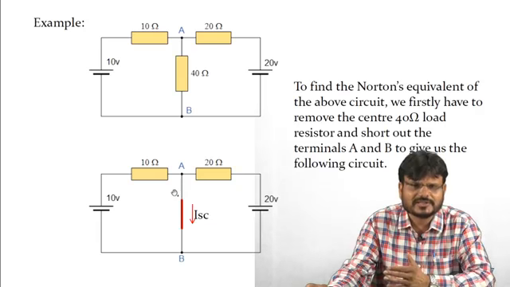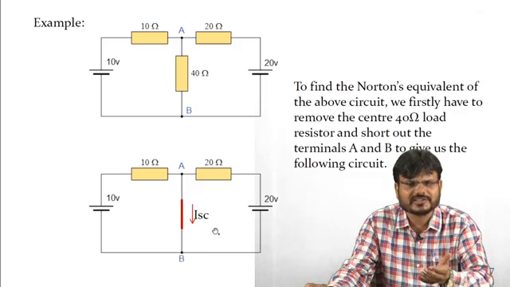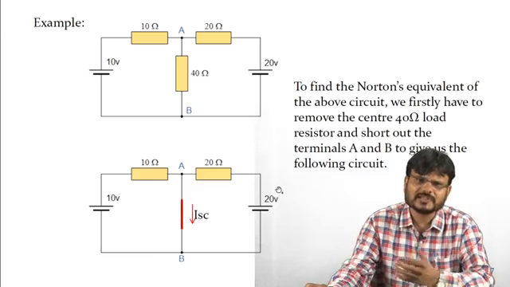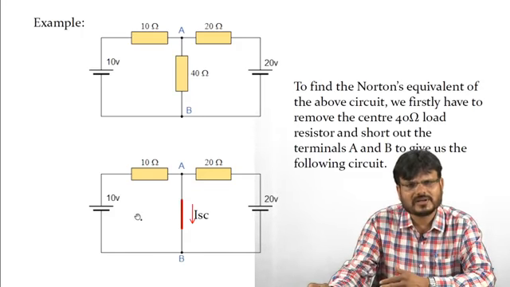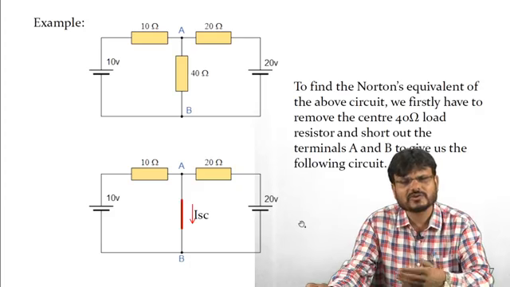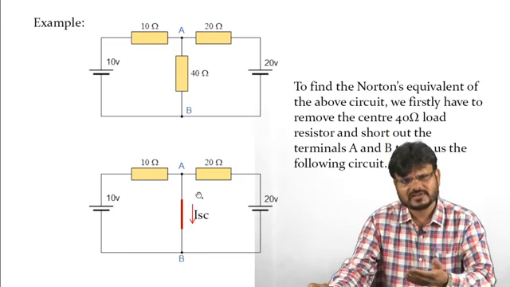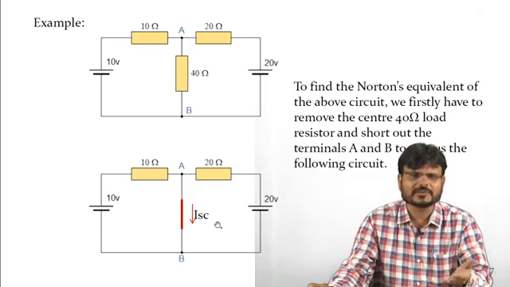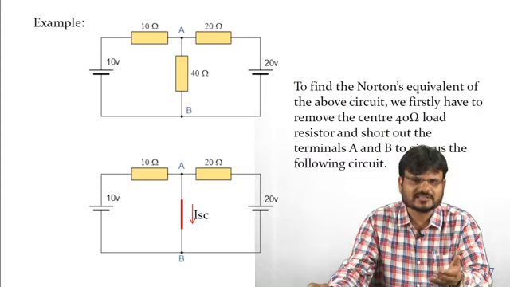Now whatever the current flowing through this wire AB will be called the short circuit current, or you can say Norton current. Now how can you calculate this Norton current flowing through this terminal in this situation? Here you can see there are 2 voltage sources. So this can be calculated either by applying mesh analysis, or by applying nodal analysis, or with the help of the superposition theorem. The superposition theorem is very simple in comparison to the two methods, that is mesh analysis and nodal analysis.